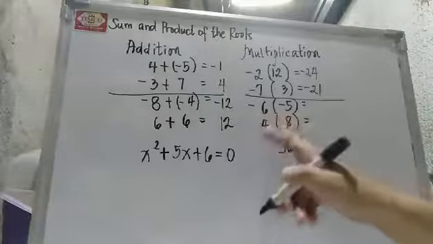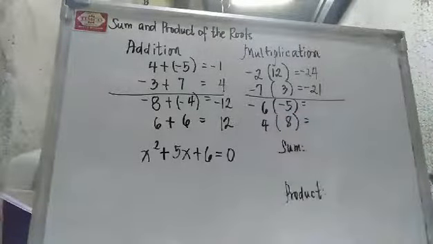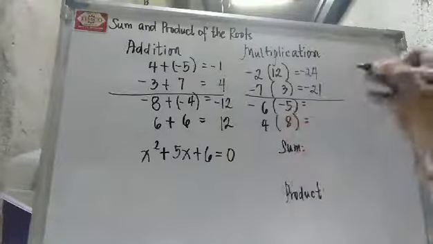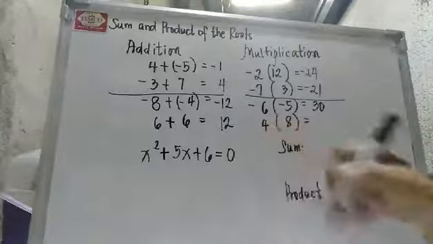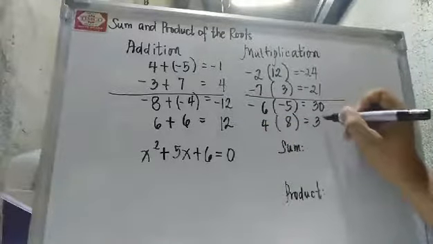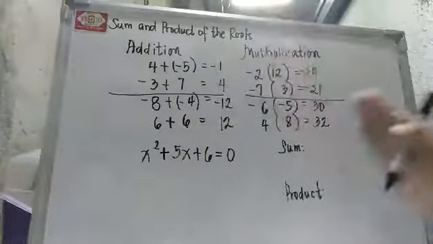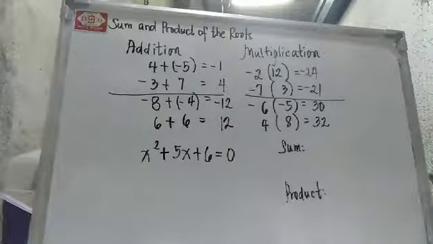In multiplying your like sign, the answer is always positive. Negative 6 times negative 5 is positive 30. And positive 4 times positive 8 is positive 32. So we are going to use this concept in sum and product of the roots.